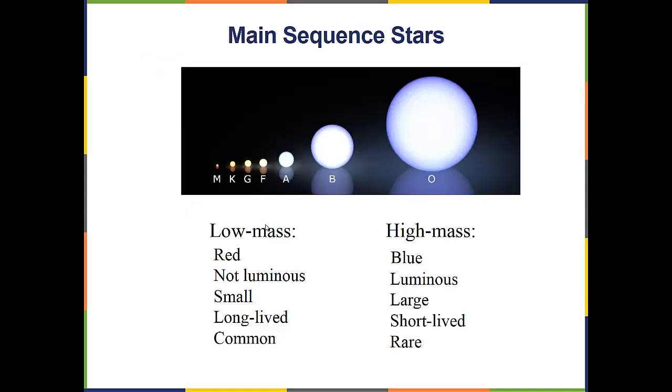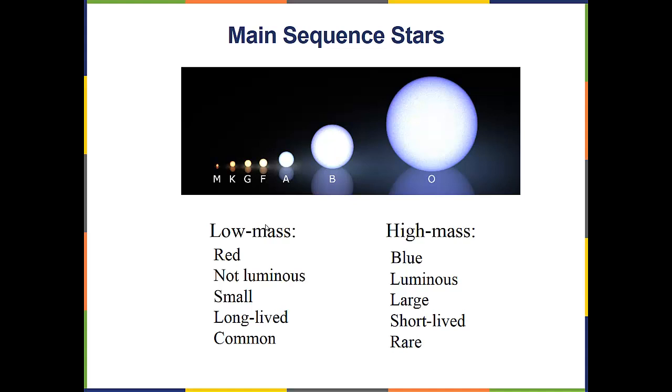In summary, the upper main sequence stars at the top left of the HR diagram are massive, blue, luminous, and large, but not very common. The lower main sequence stars at the bottom right of the HR diagram are red, small, and have low mass and low luminosity. There are also more of them. And there's one more thing. The low mass stars live much longer.